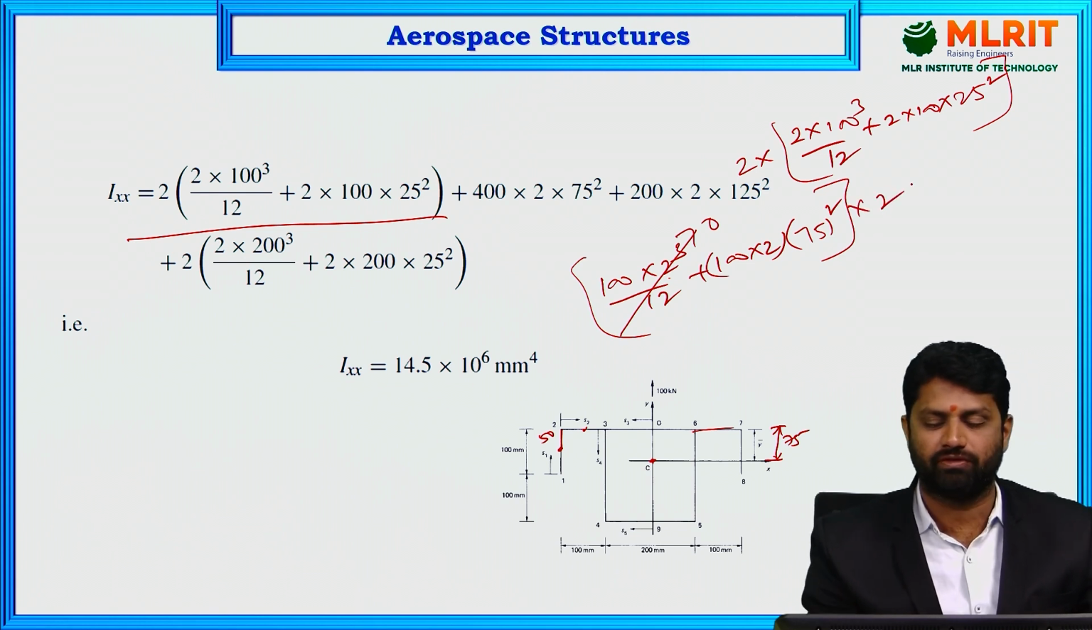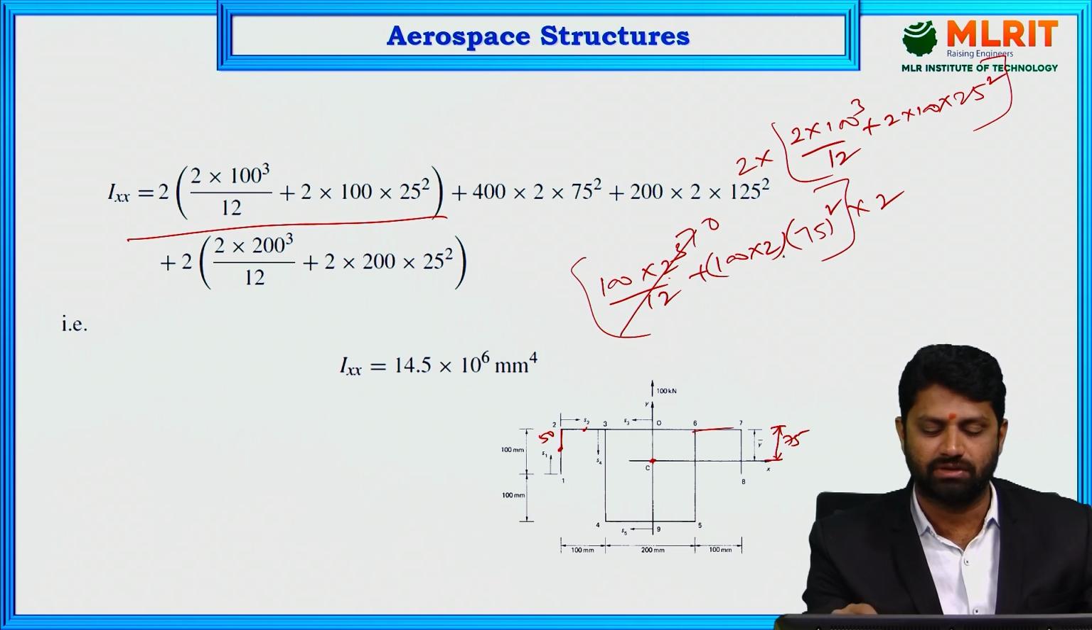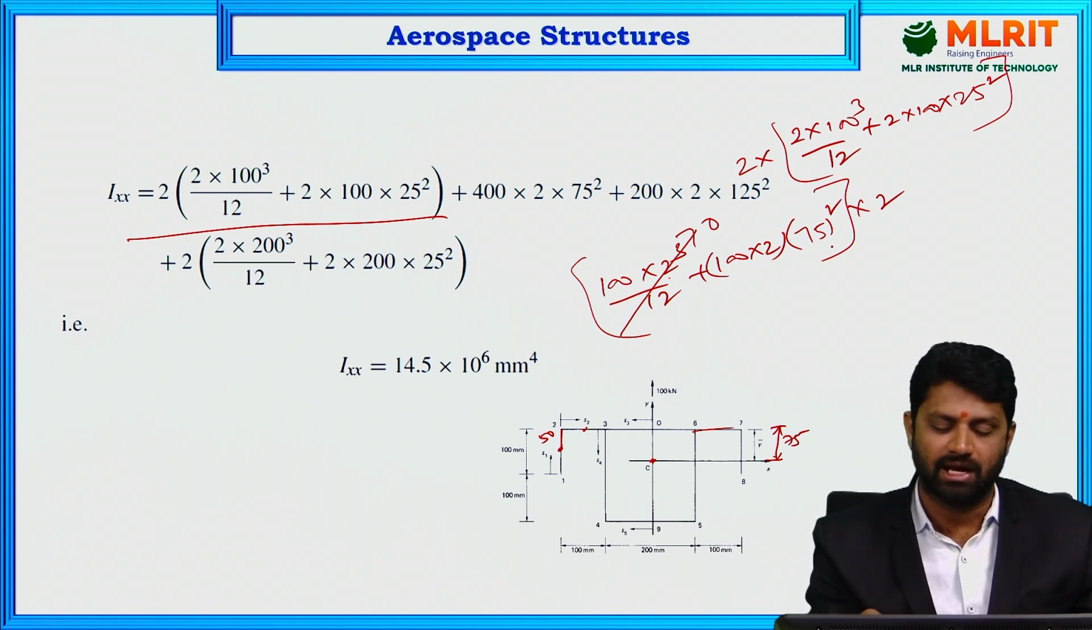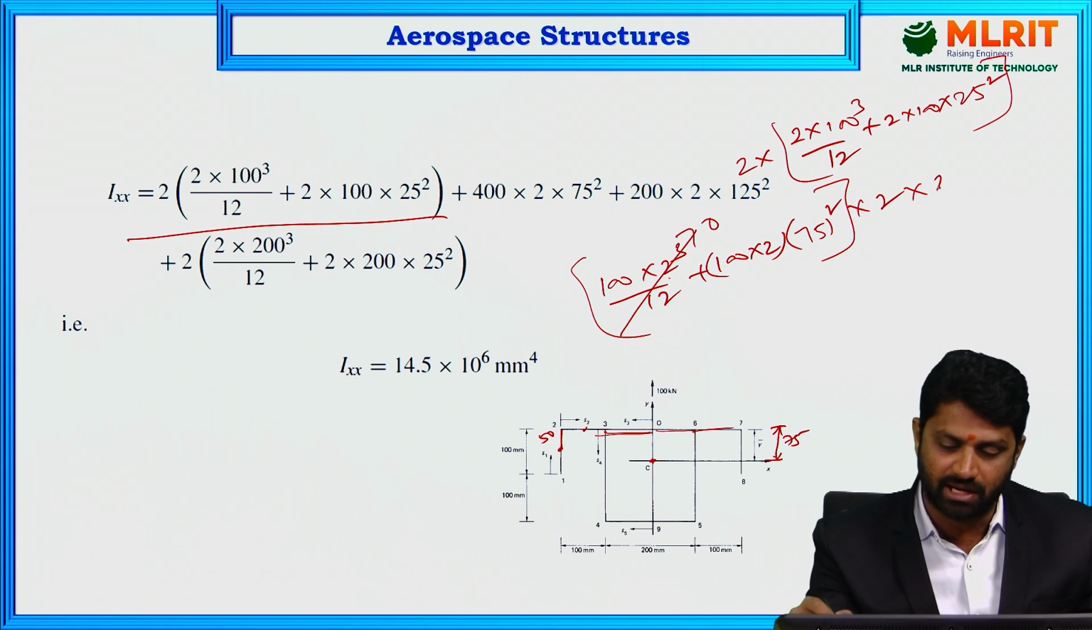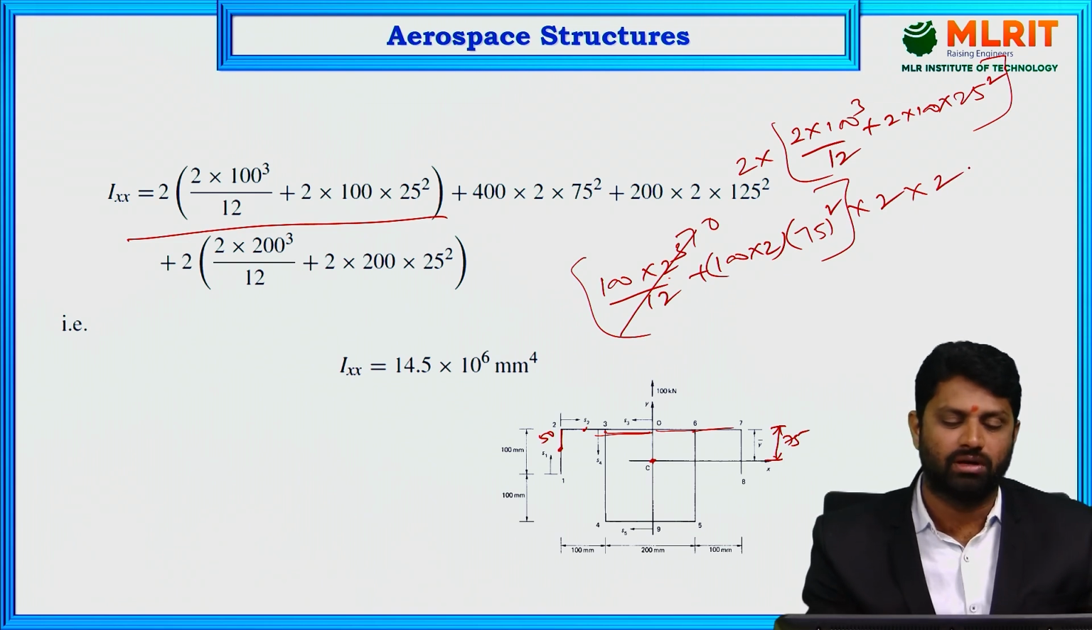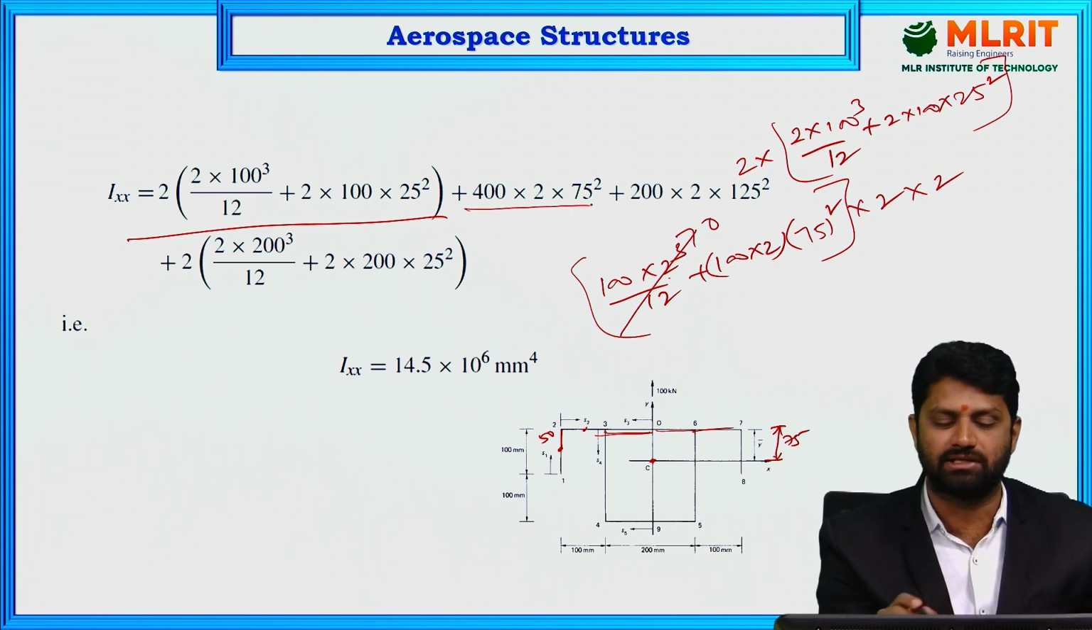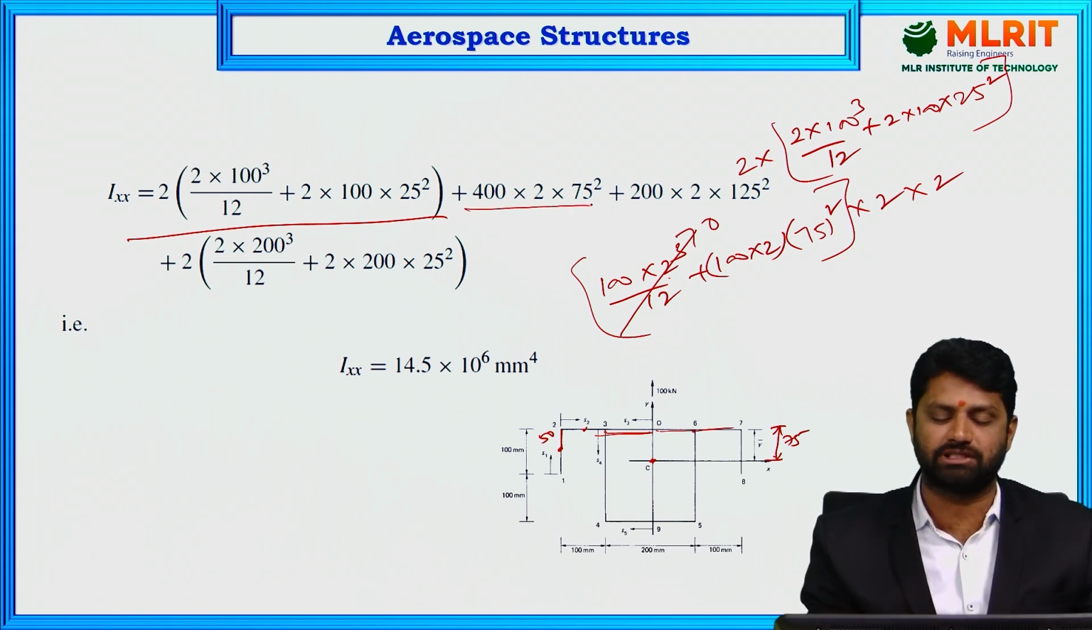Okay, so finally you are going to get 2 into 2, 4, 4 into 100, that is 400 into 75 square. And similarly for 3 0 and 0 6 also you are going to get the same one, and you can multiply by another 2. Therefore the result here is 400 into 2 into 75 square for the panels 2 3, 3 0, 0 6 and 6 7.